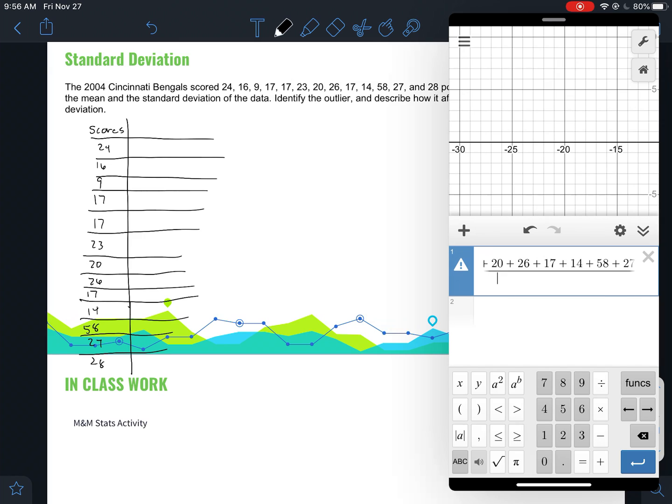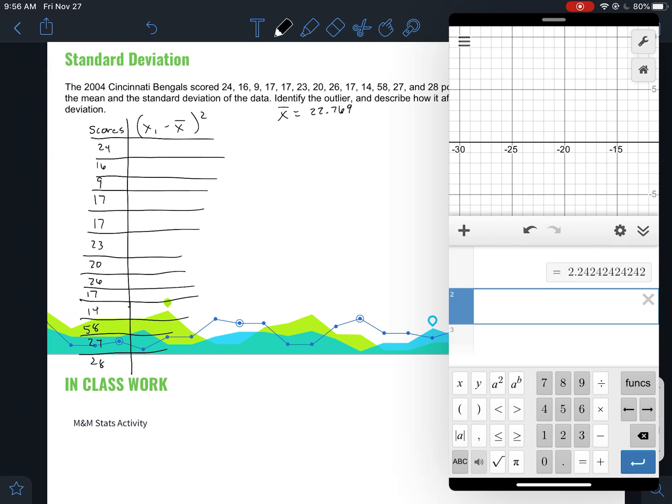So 296, and then divided by 13 games. So X bar is going to be 22.769. So that's going to be our mean. Then we take each individual data point minus X bar, and then we're going to square it, and we'll just do all of that at once.